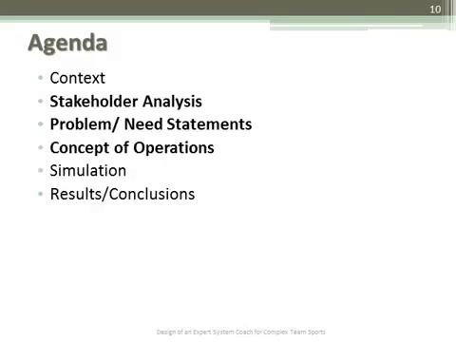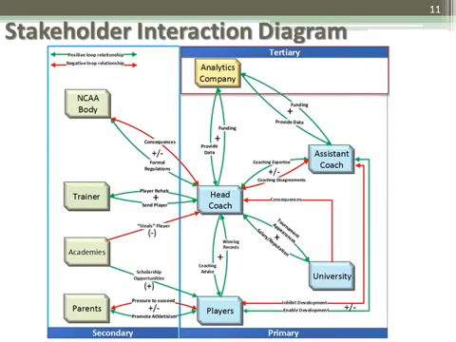Next, I'll go into stakeholder analysis, problem and need statement, and concept of operation. This is a diagram which illustrates all the stakeholders involved in our system. The main stakeholders are the head coach, assistant coach, university, and players. This is where the main tensions rely.